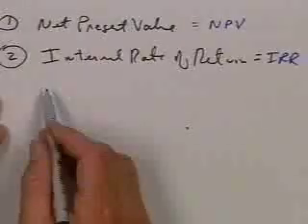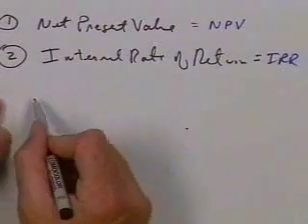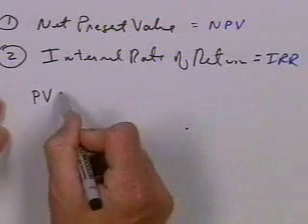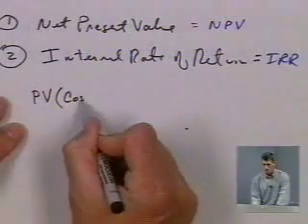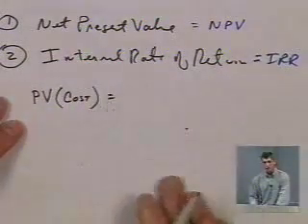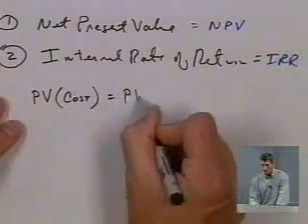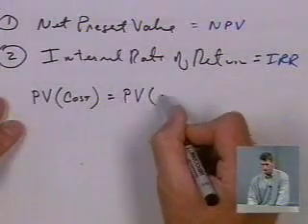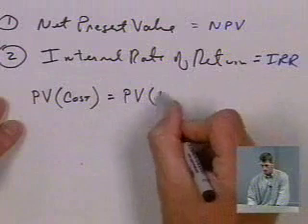Now, how do you calculate the internal rate of return? The basic format is fairly simple. You set the present value of the cost equal to the present value of the benefits, and the benefits in this case are cash inflows.